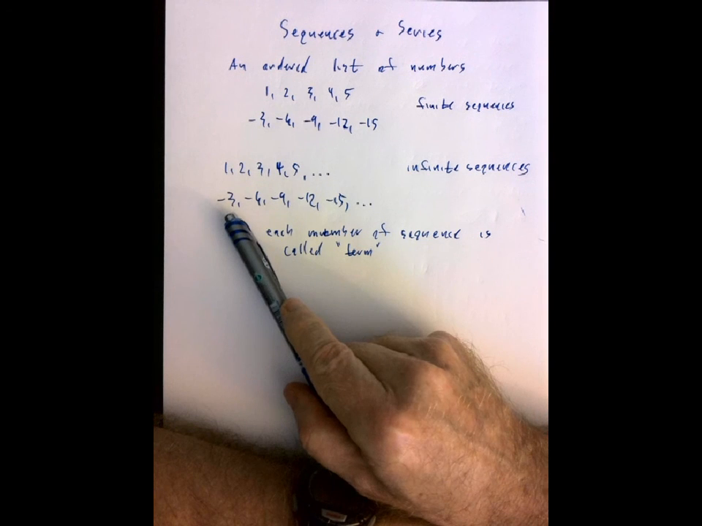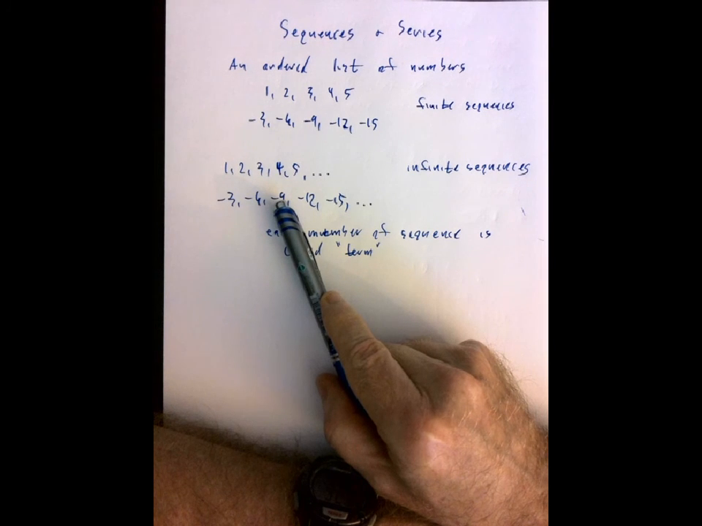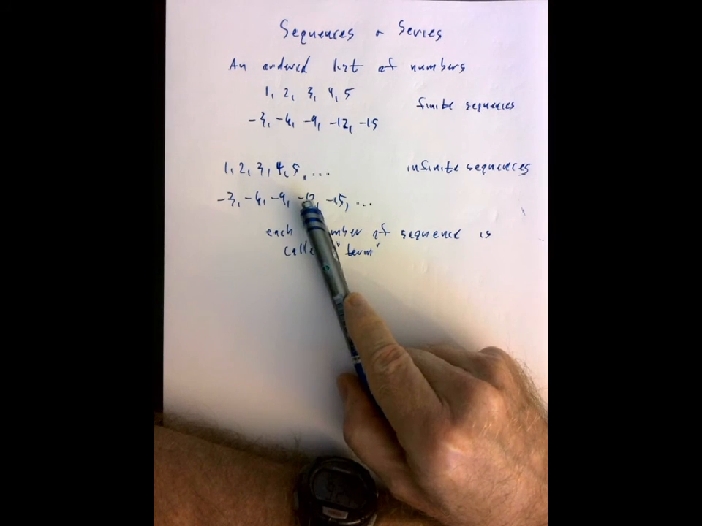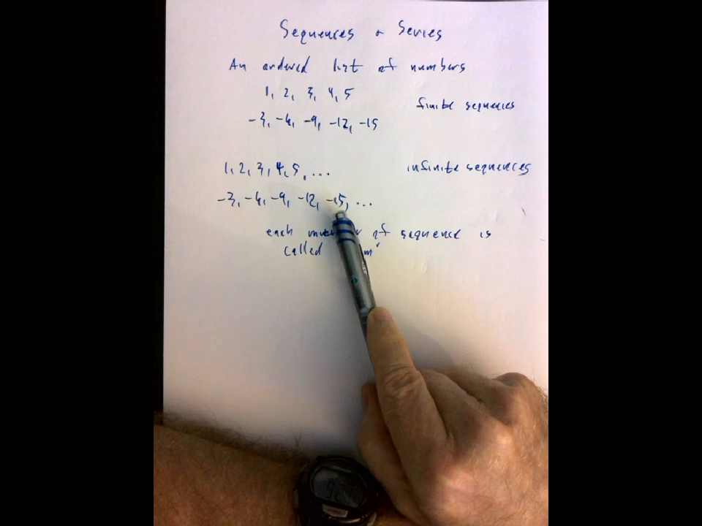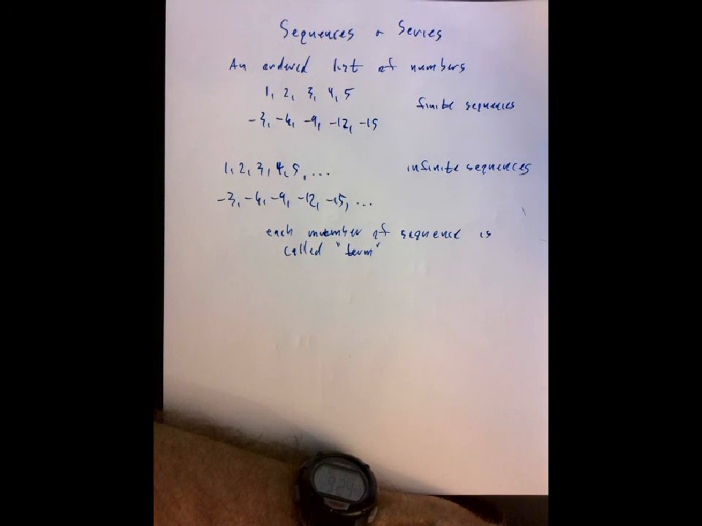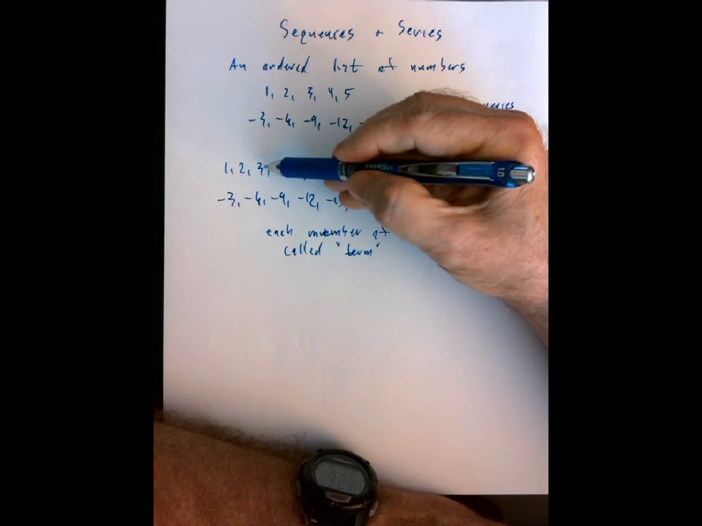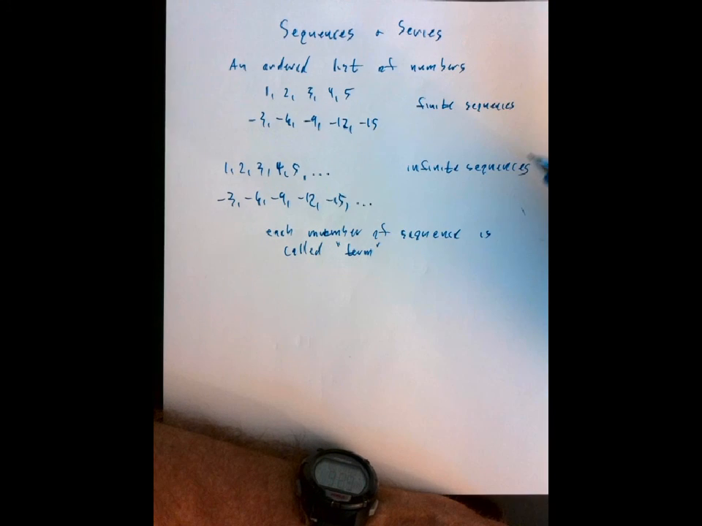So in this one, -3 is the first term, -6 is the second term, -9 is the third term, -12 is the fourth term, -15 is the fifth term. So not only is there a pattern, but each member of the sequence comes in a very specific place. So -15 is the fifth term of this sequence, right? Okay, and 3 is the third term of that sequence.